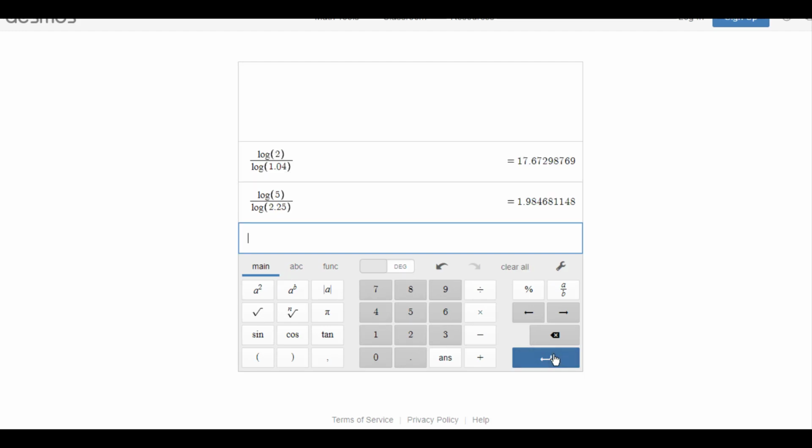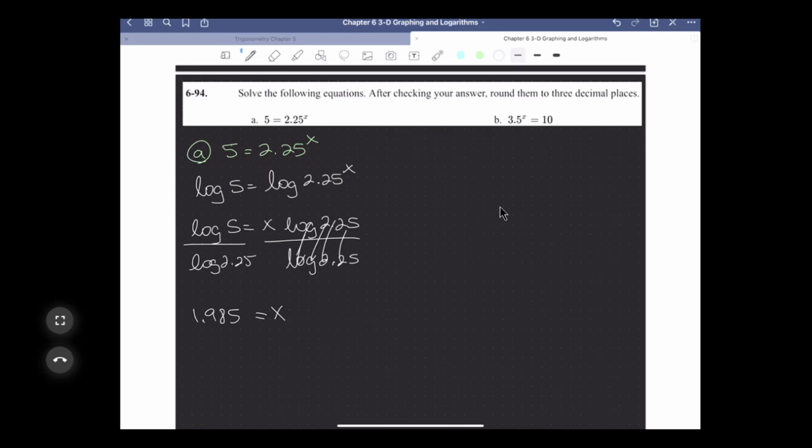And it says to round it to 3 decimal places. Can you guys see that? So what are we gonna get? 1.98, and then our 4 is gonna go up to a 5. Boom. Got it for you.